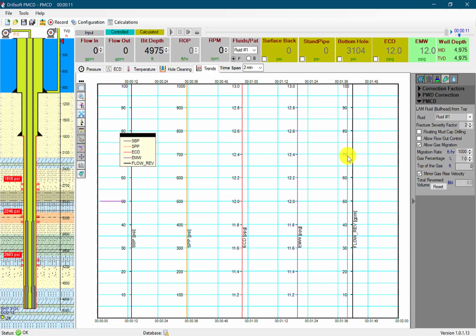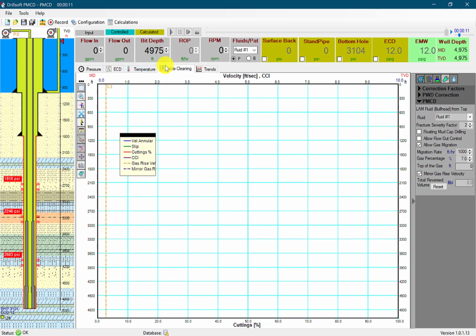This mirror gas rise velocity allows us to determine what rate we need to bullhead at to overcome the gas migration rate. This will plot a negative value, a negative mirror image of the migration rate. These 2 boxes here, the first one is the top of the gas, which will tell us the location of the top of the gas. And the total reverse volume will tell us how much mud in total we have bullheaded into the well.